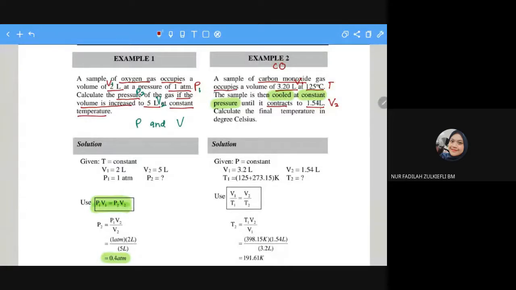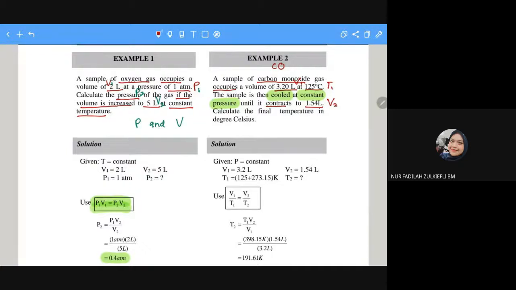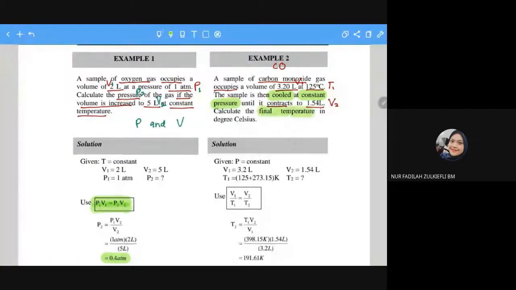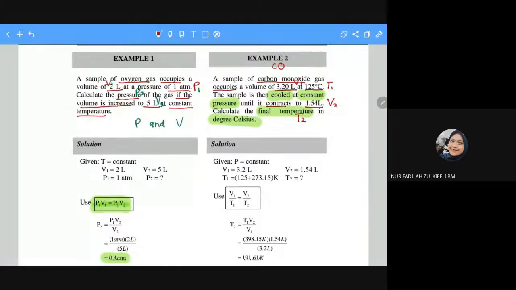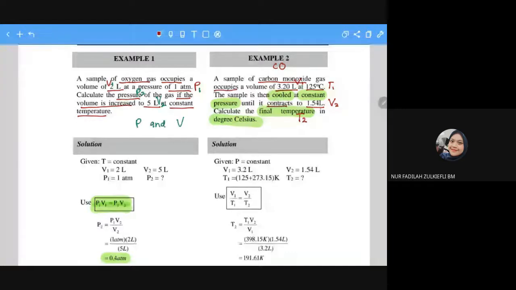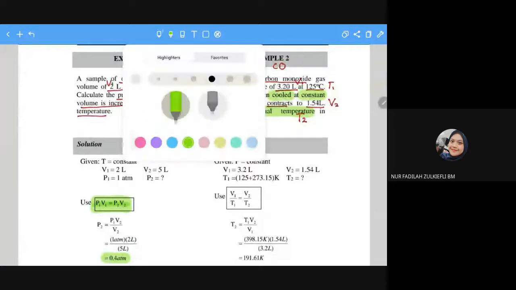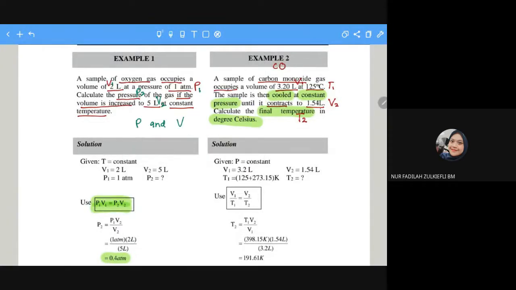So 125 degrees Celsius is T1. So the question asks you to calculate the final temperature in degree Celsius. Okay, ini adalah T2. So soalan asks you to calculate T2. Okay, so nampak tak dekat sini soalan ni dia relate dengan the parameters that are changed in the question adalah volume dan juga temperature.